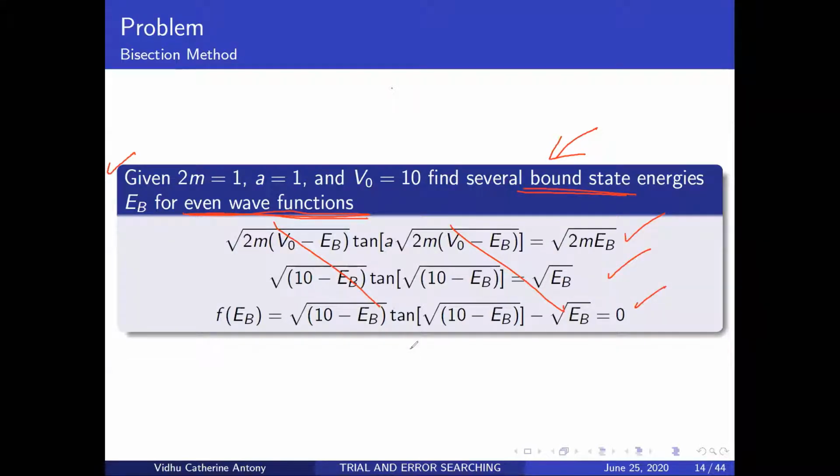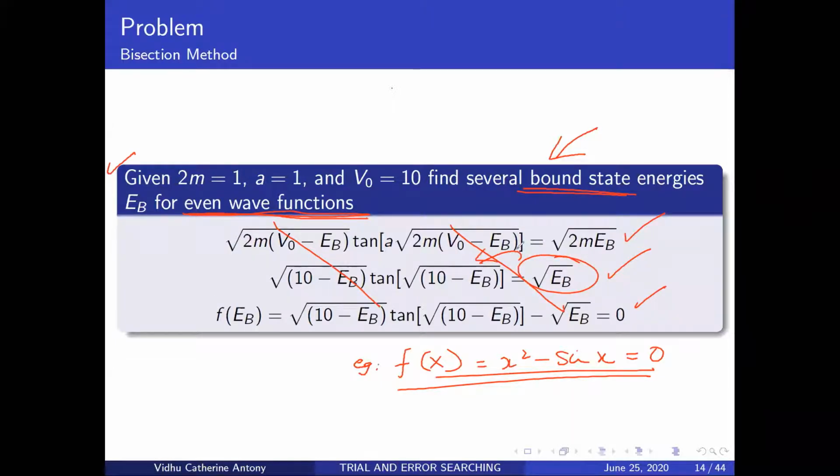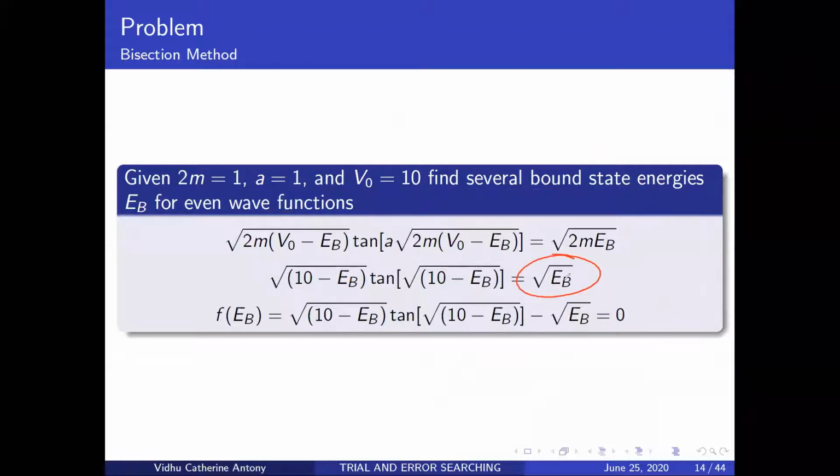So what you basically had in your bisection method was an f of x, say something like x squared minus sine x is equal to 0. You need to bring it down to this form. This is an example that we've done, I think, in the second semester, sorry. So what we have to do is bring it to that form. So you take this root of EB to this side and write it in this f of EB form.